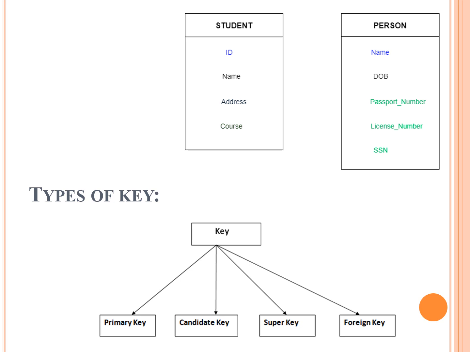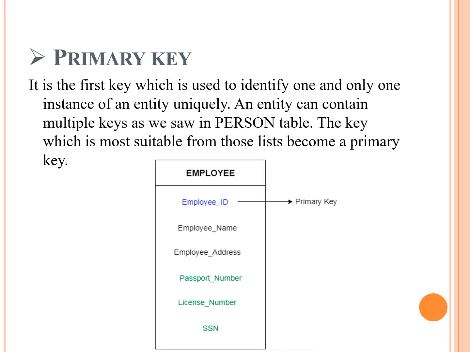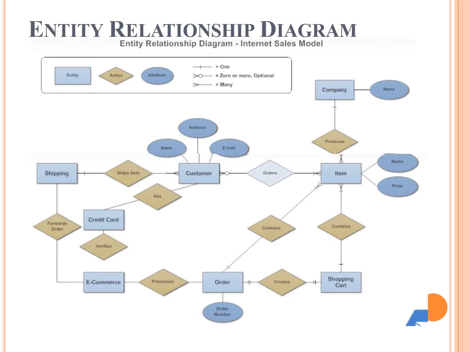There are four types of keys: primary key, candidate key, super key, and foreign key. Primary key: it is the first key, which is used to identify one and only one instance of an entity uniquely. Here employee ID is the primary key of each and every employee.